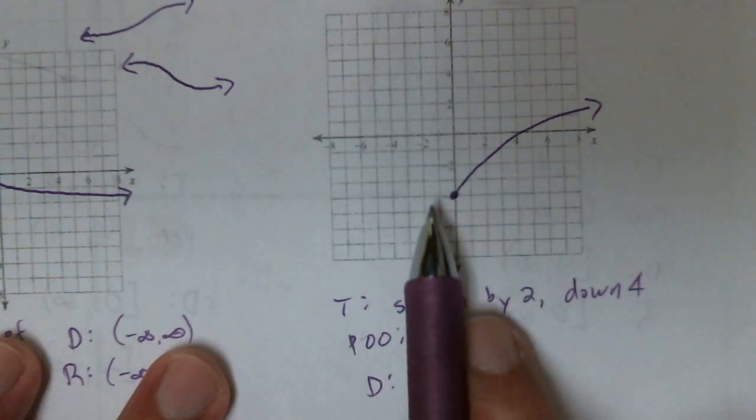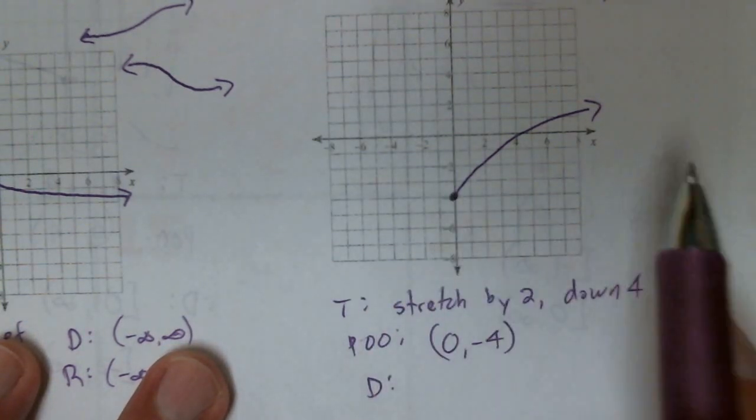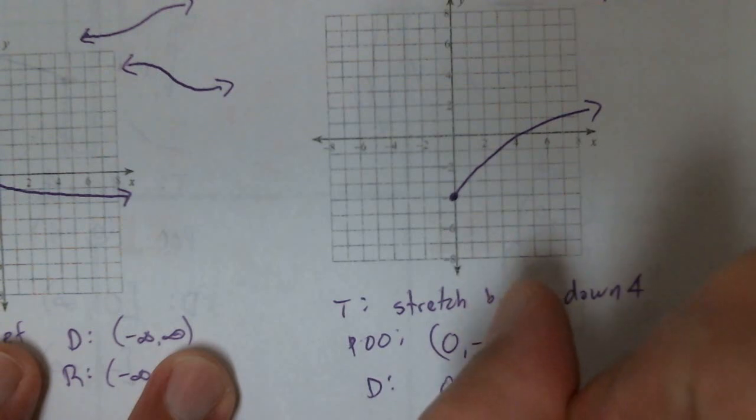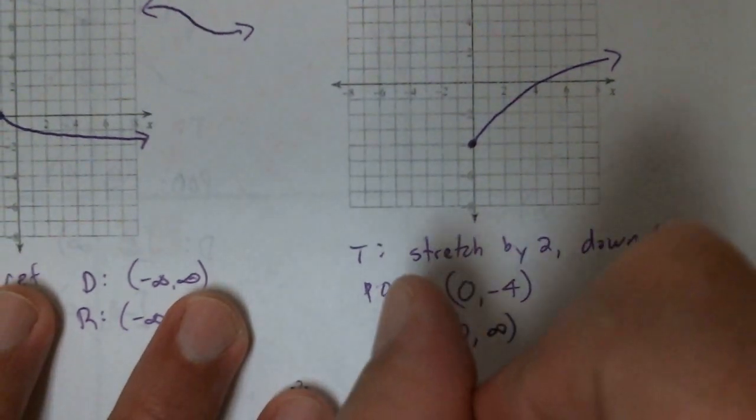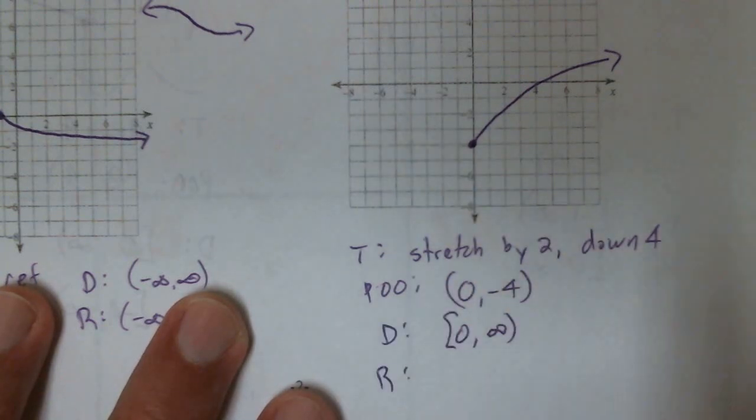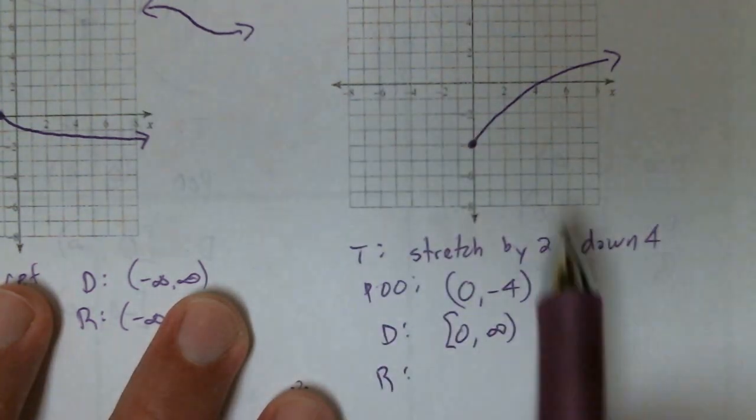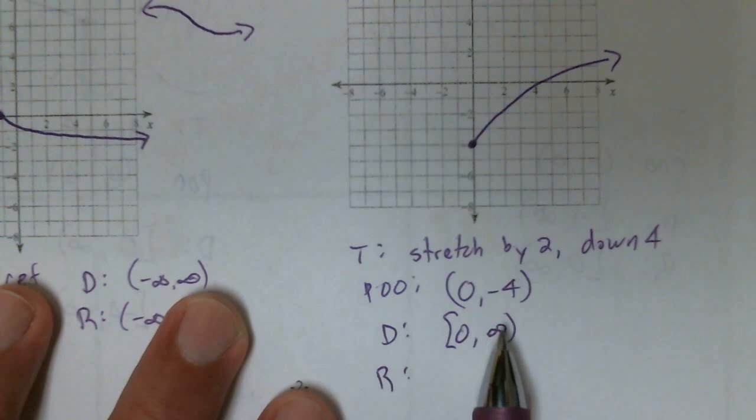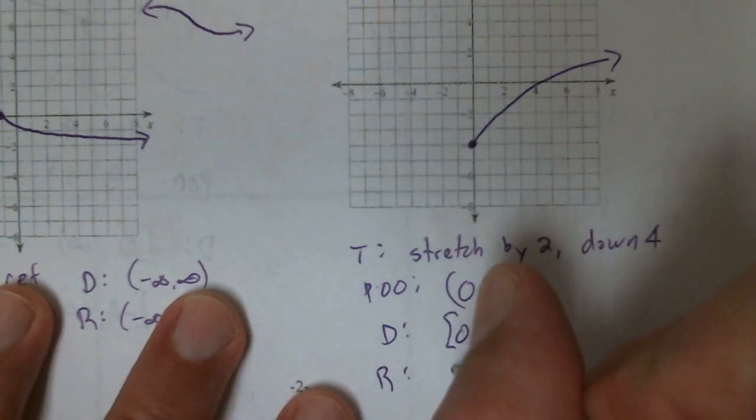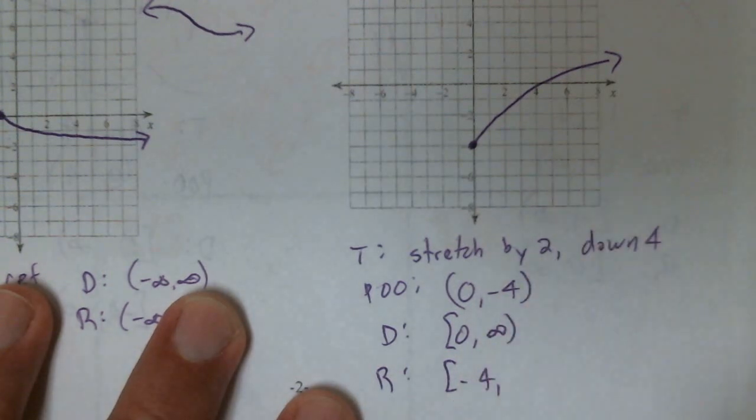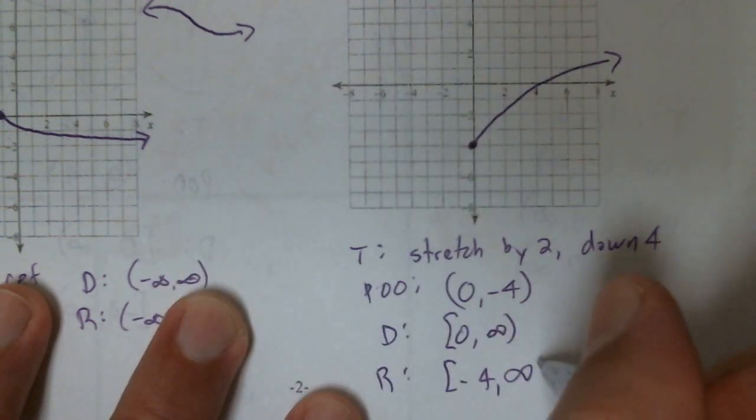Okay, my domain, I have my x value start at 0 and go on forever. So 0 to infinity. And my range, I have y values. I don't have anything down here. I don't have any y's until I hit that y coordinate, the k coordinate of my point of origin. So the range will start at negative 4, and I will continue to have y values forever. So negative 4 to infinity.